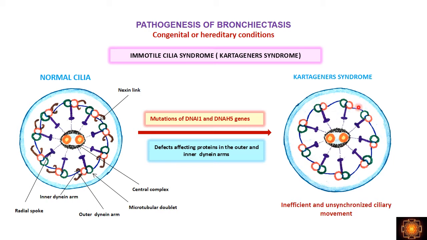When you have this loss of the dynein arms, there will be inefficient and unsynchronized ciliary movement. So actually the name immotile cilia syndrome is not suitable, because there will be movement of the cilia, but it is inefficient and unsynchronized. So Kartagener syndrome is more suitable than immotile cilia syndrome.